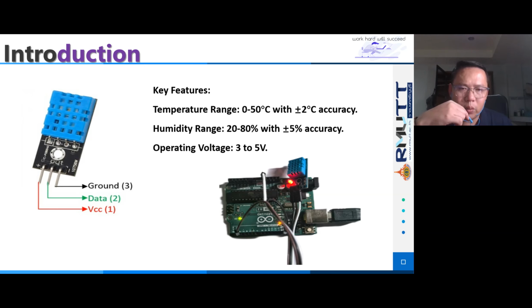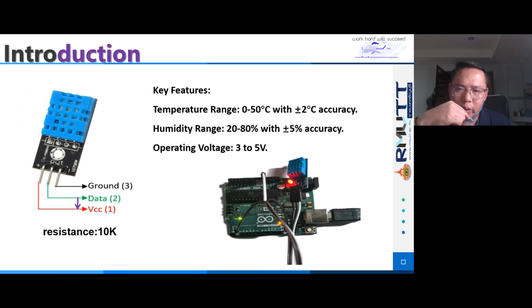The DHT11 sensor consists of a capacitive humidity sensor and a thermistor to measure the surrounding air, and outputs a digital signal on the data pin. It is often used in weather stations, environmental monitoring systems, and other DIY electronics projects where monitoring of temperature and humidity is required.